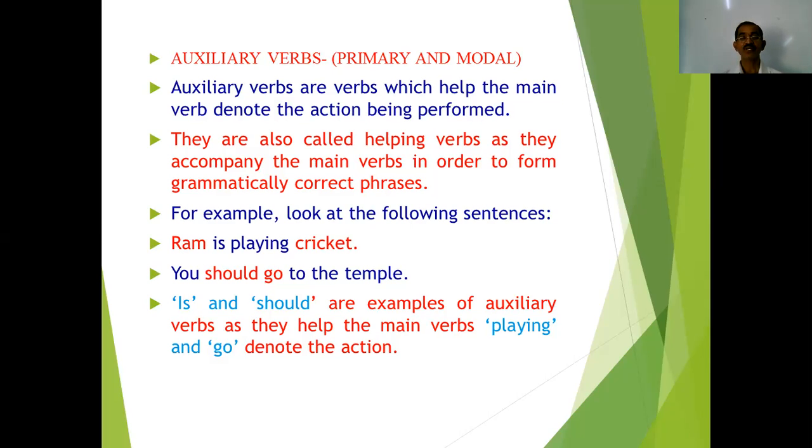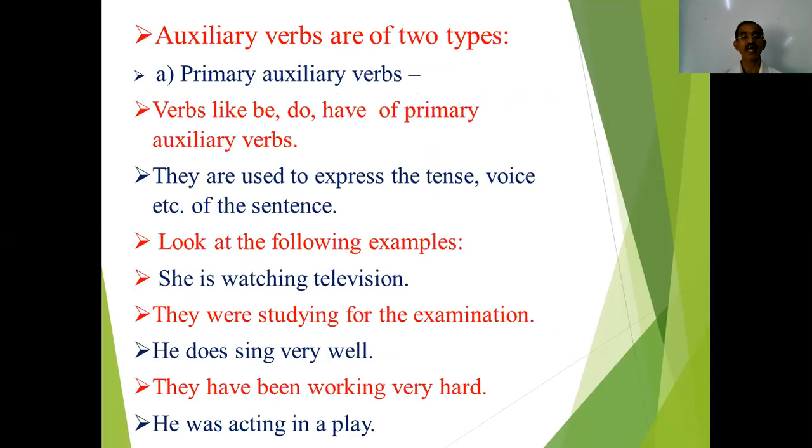In the first sentence, is is the auxiliary verb, which helps the main verb playing. In the second sentence, should is the helping verb which helps the main verb go in order to denote the action. Now, there are two types of auxiliary verbs: the primary auxiliary and the modal. Let us discuss the first, that is the primary verbs. Which are the primary verbs?